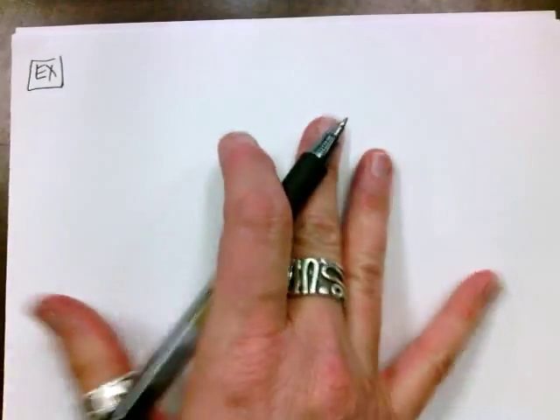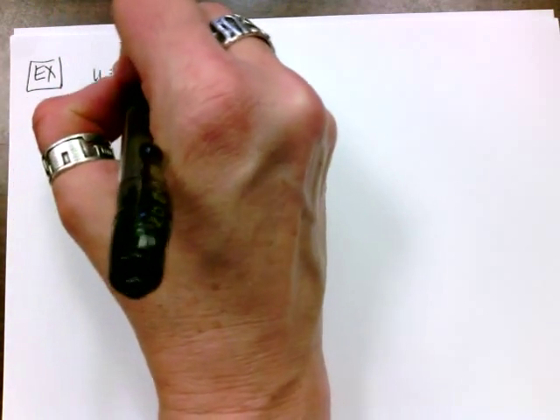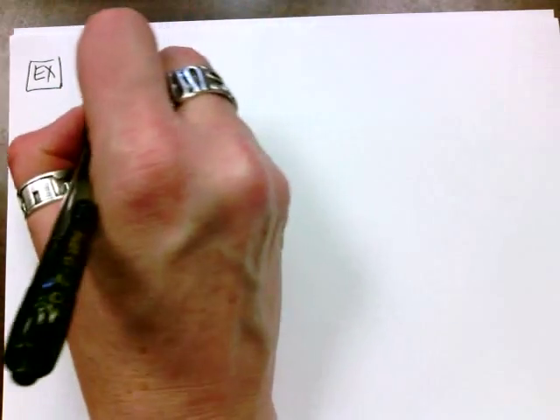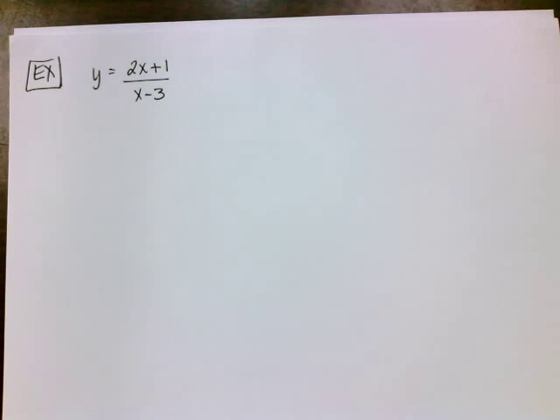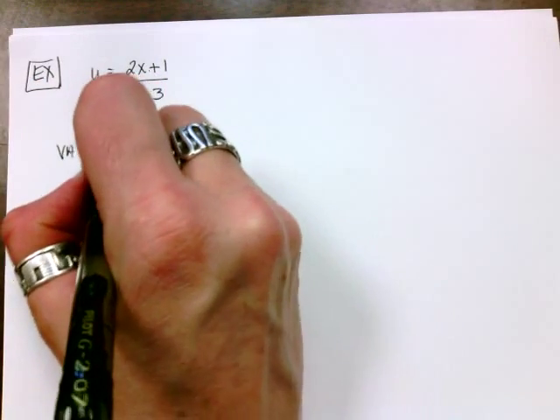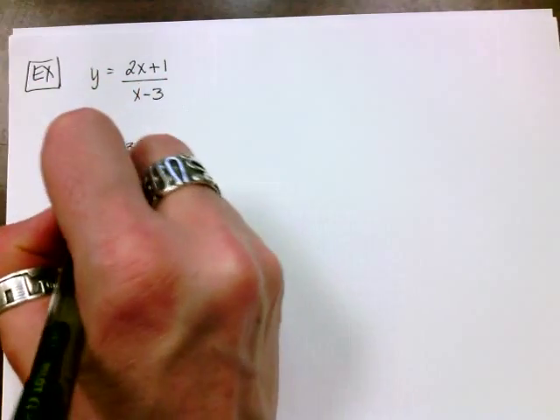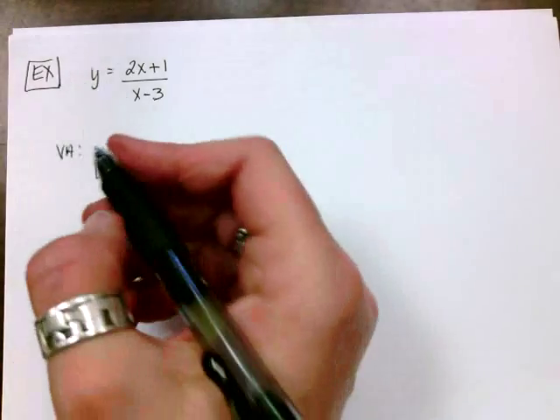All right, this time I'm going to do the same directions, graph, state the domain and range, but my equation is going to look a little bit different. So it's 2x plus 1 over x minus 3. Again, I always start with my vertical asymptote. It comes from the denominator, so I'm going to do x minus 3 is equal to 0. So x is 3, that's my vertical asymptote.